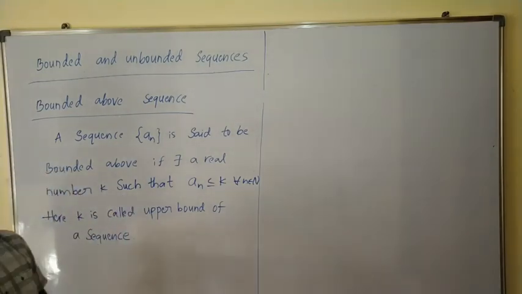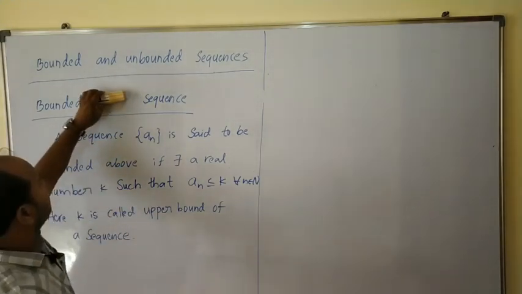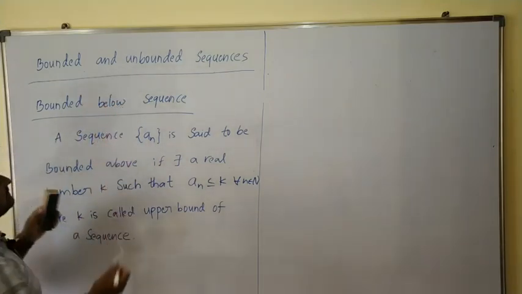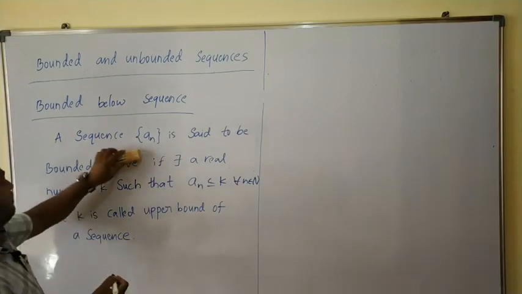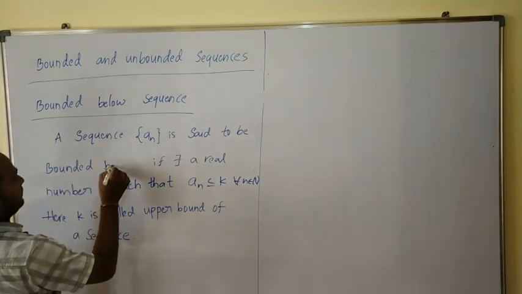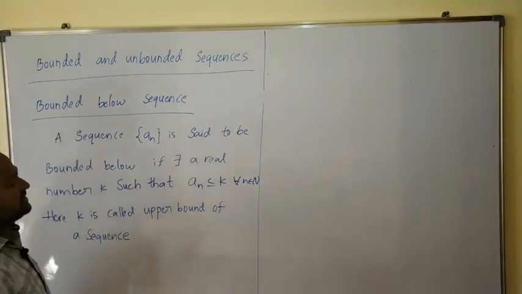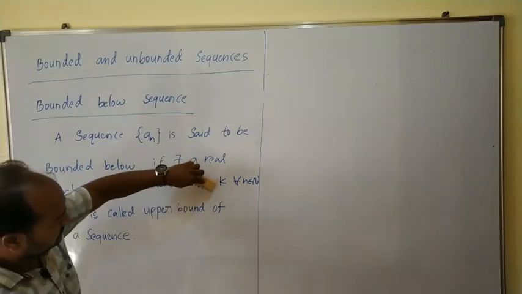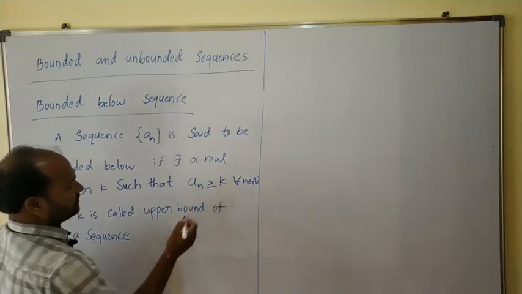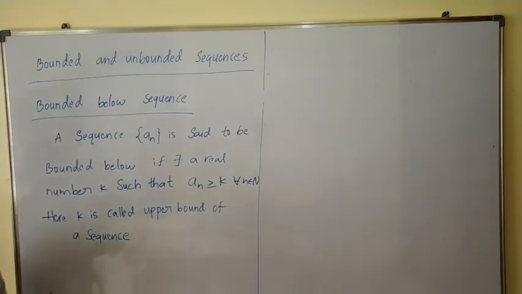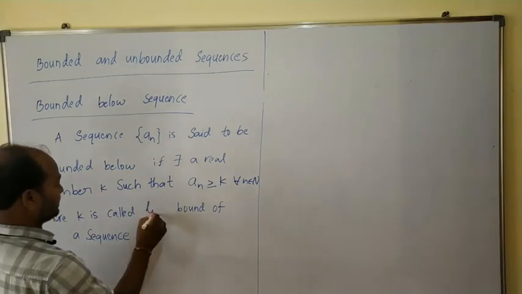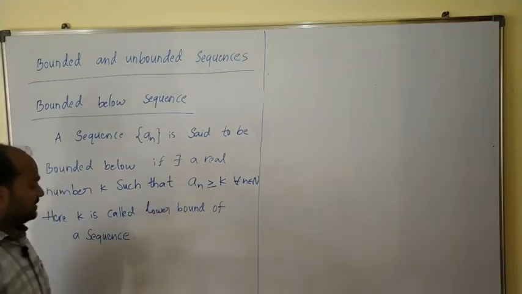Next one, bounded below sequence. A sequence AN is said to be bounded below if there exists a real number k such that AN is greater than or equal to k for all n belongs to N. Then k is called the lower bound of the sequence.